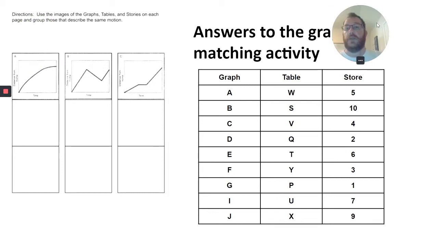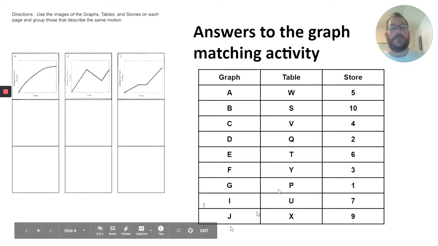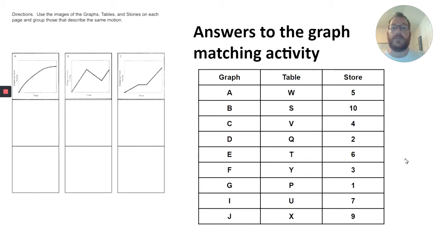This was one thing that you looked at for practice on understanding your graphs. There were 3 pages, and they all had 3 graphs. You had to come up with a table and a story. That should read story, not store. And so these are the answers. You can pause the video, take a look at what you did, and see if you matched up correctly. And if not, try to figure out why not.